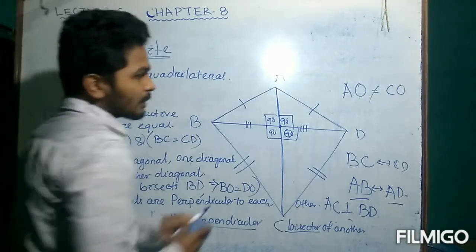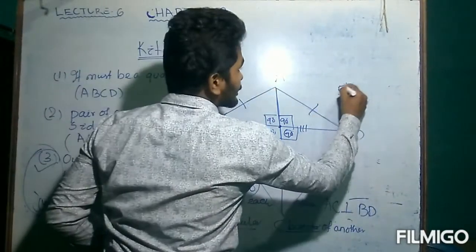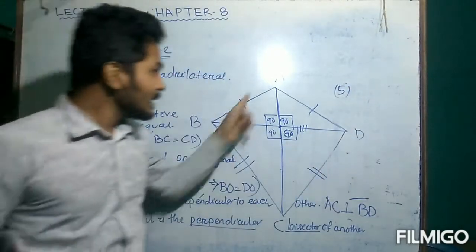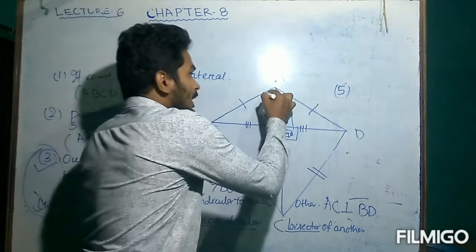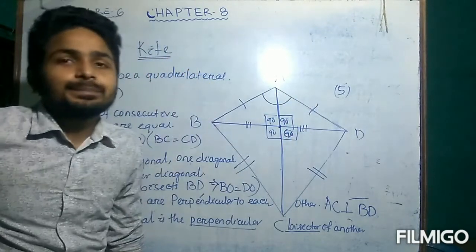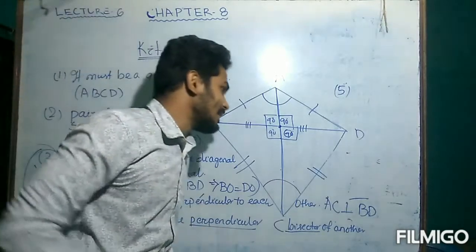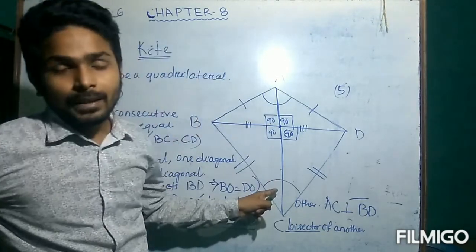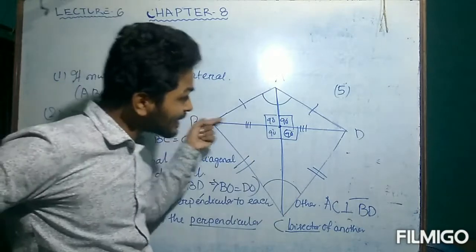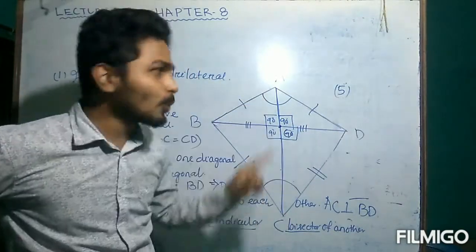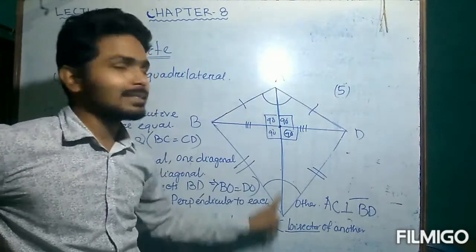Now coming to the last property of this kite, which is also an important property. What is it? Let's write it here. The fifth property is that the diagonal which is not bisected is an angle bisector. What is the meaning of this sentence? The diagonal which is not bisected, or the diagonal which bisects another diagonal, also bisects the two vertical angles, or they are known as angle bisector.